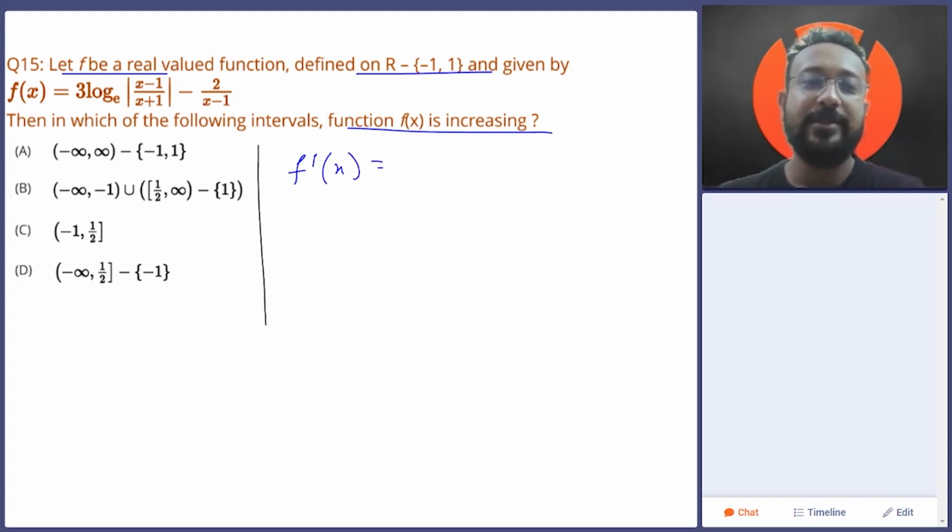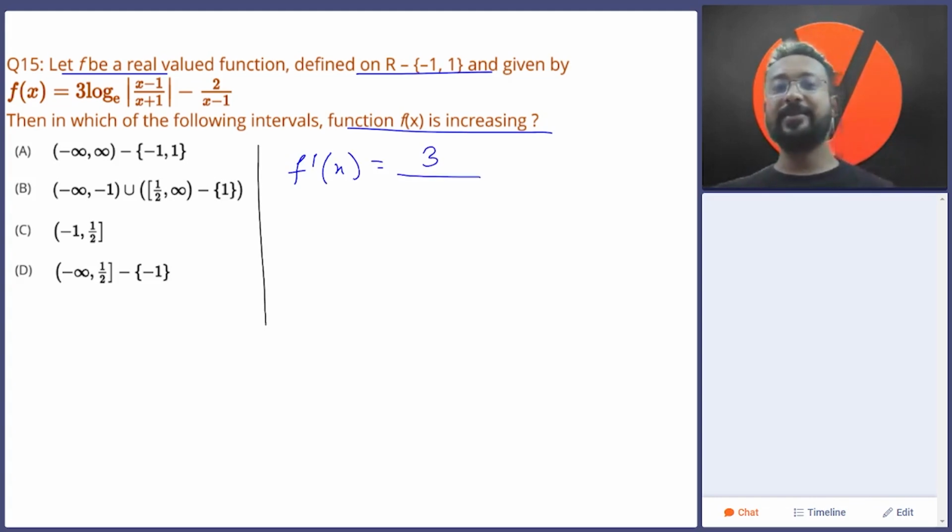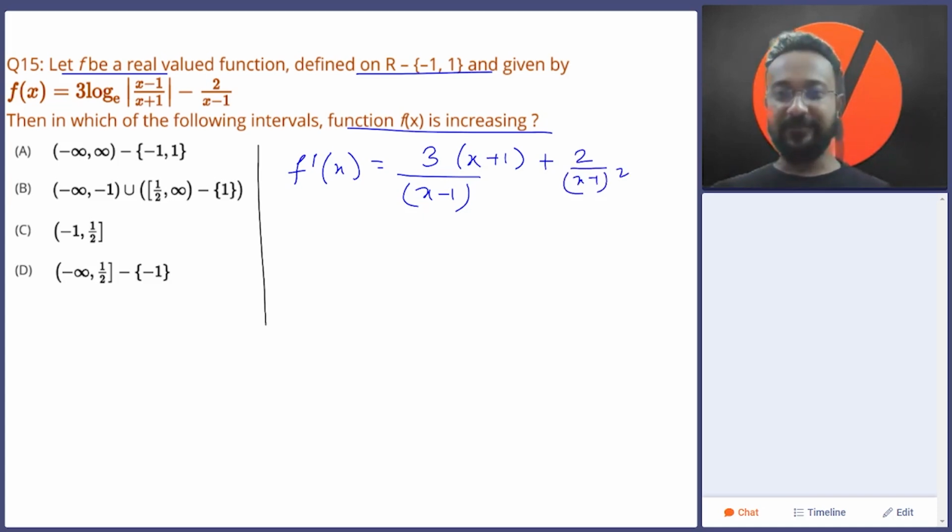So f dash x will be 3 by x minus 1 and x plus 1 will be here, correct? Minus 1 by x is how much? Minus 1 by x square. So plus 2 by x minus 1 whole square. But do you think it's enough? No. Then who will take the derivative of this log? Yes, derivative of this will also be there.